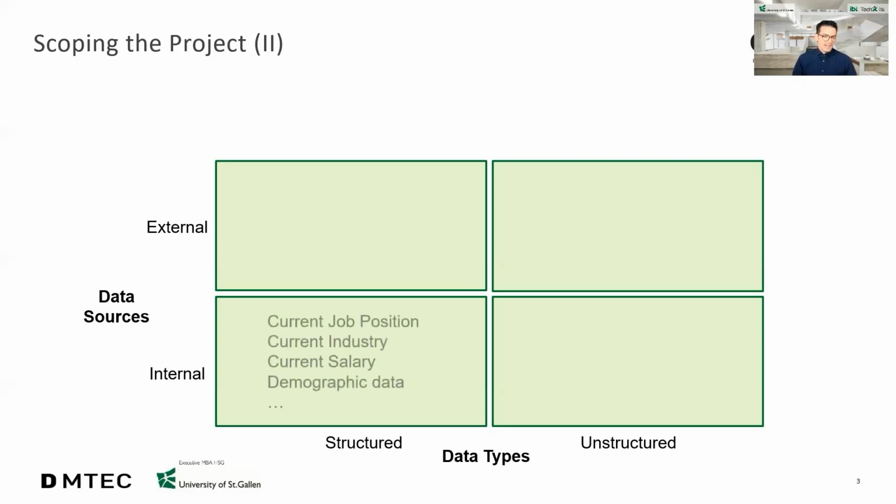So what are these data types to put this into specific terms here? There could be internal structured data in the form of all the profile information that we might have. What is your current job position? What is the industry of the person? What is your current salary? Demographic information: male, female, age, country of origin, you name it. All the things that we probably already have readily available from the current cohort.